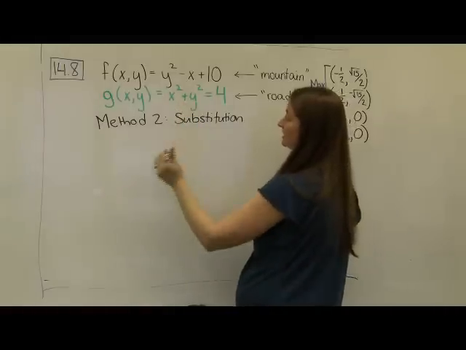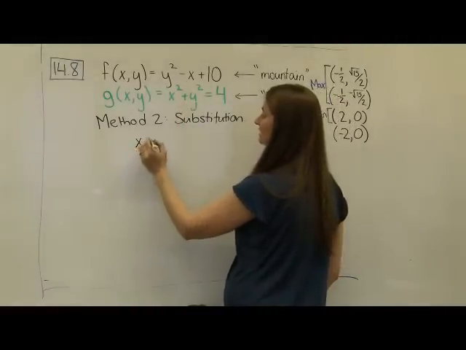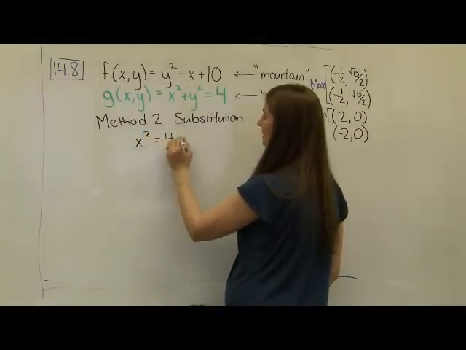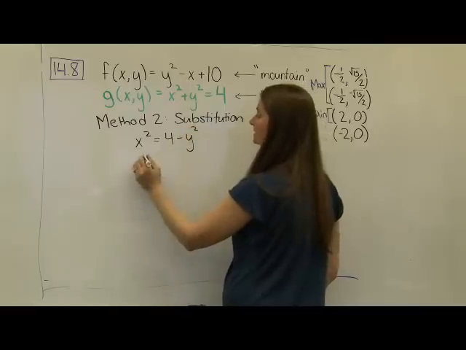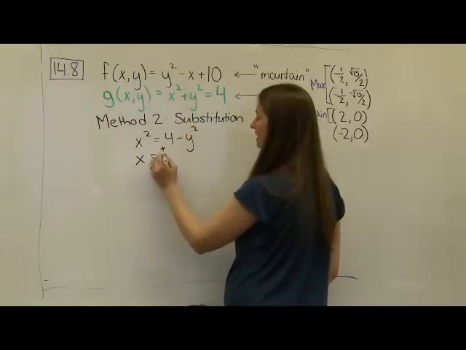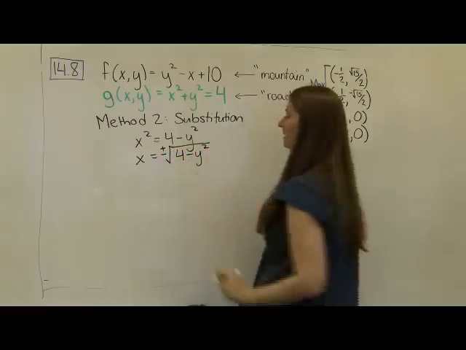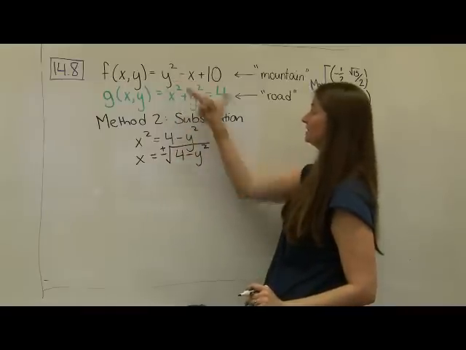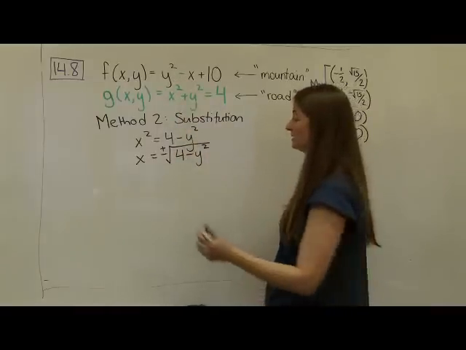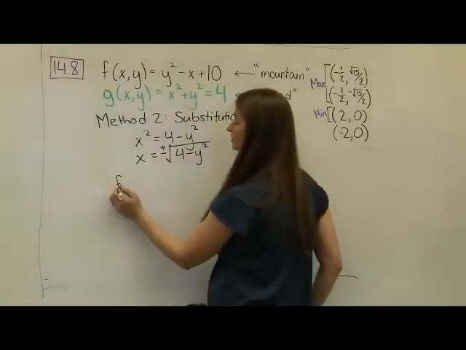Because if I solve for x in this case, I see that x squared is equal to 4 minus y squared, and so that means that x is equal to plus or minus the square root of 4 minus y squared. I'm going to use this value to plug into this function, even though it's much, much more messy. I'll call this my f2 function.